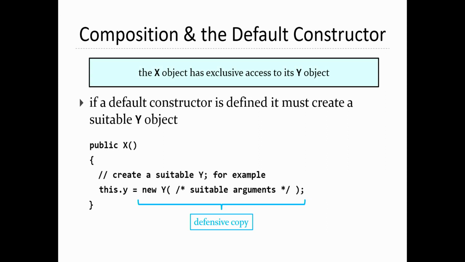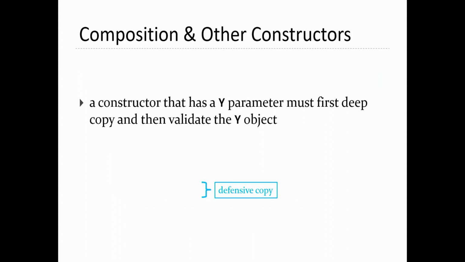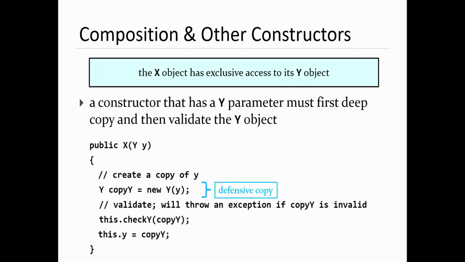Okay, so if you have a no argument constructor, then in a no argument constructor you have to make a new Y object. So this Y equals new Y, and away you go. The no argument constructors don't change. But if you have a constructor that takes in a Y object, now that changes. If I take in a Y object and I want to set this dot Y equal to Y, I can't do that.